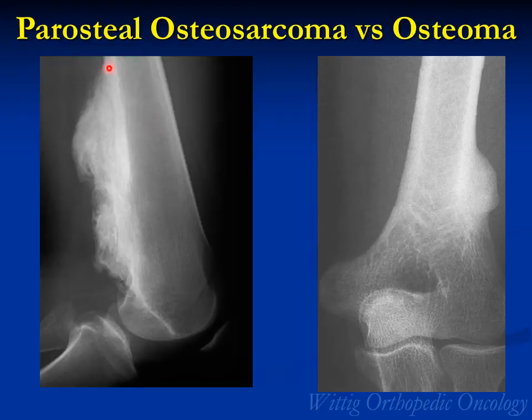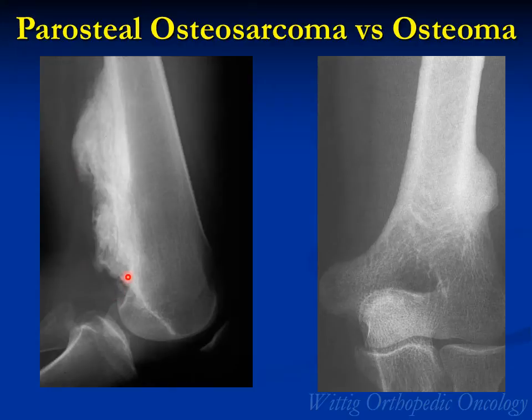Again, this is an example of a parosteal osteosarcoma versus an osteoma. You should see the difference. An osteoma blends imperceptibly with the cortex and looks like an exophytic mass. There's no clefts here, and it's very uniform, solid and uniform in appearance. The parosteal osteosarcoma looks cauliflower-like.